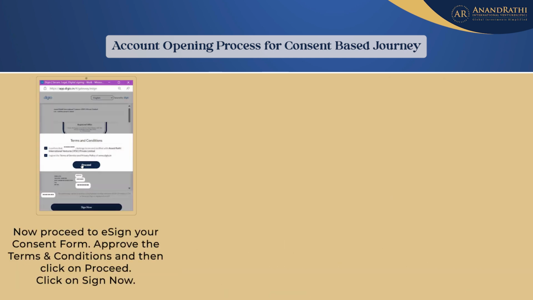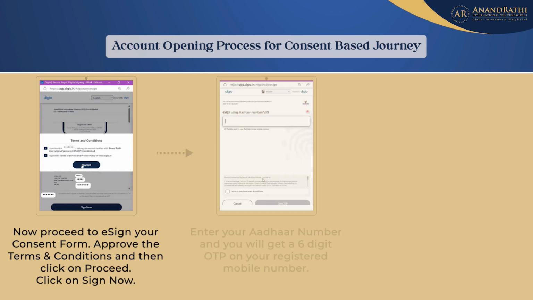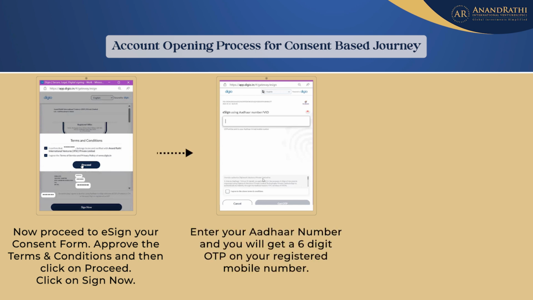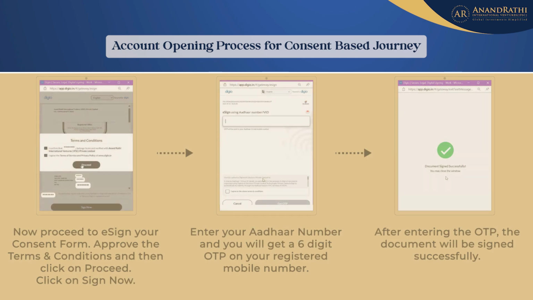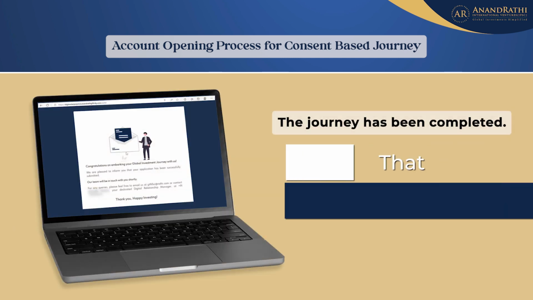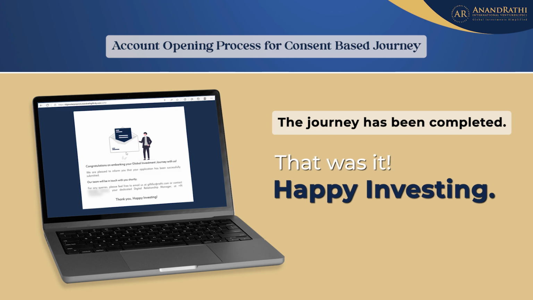Now proceed to e-sign your consent form. Approve the terms and conditions and then click on Proceed. Click on Sign Now. Enter your Aadhaar number and you will get a 6-digit OTP on your registered mobile number. After entering the OTP, the document will be signed successfully. The journey has been completed. That was it. Happy investing.